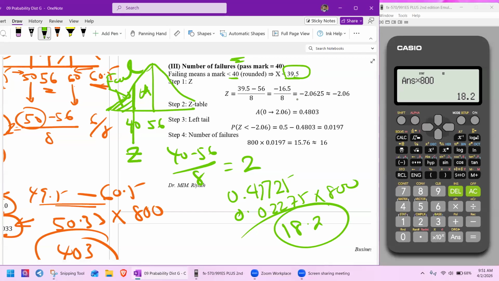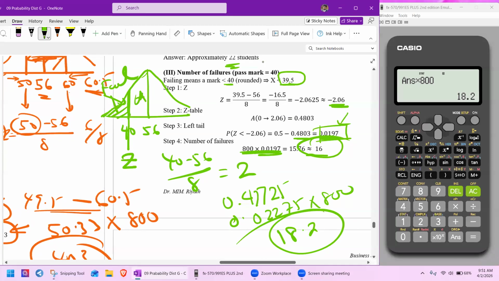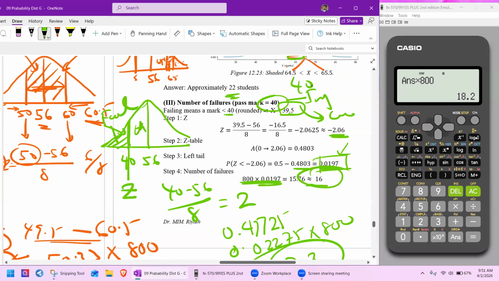In that instance, it becomes minus 2.06. So therefore, the probability is 48.03, and the probability of getting rejected or failing is 0.0197. So therefore 60 students will fail. I forgot that. Remember, this is an integer, but in normal distribution we use continuous. So this is 40, 40 is an interval, right?